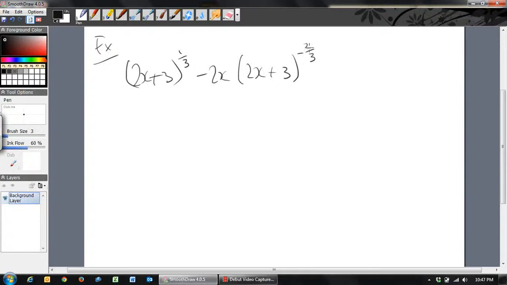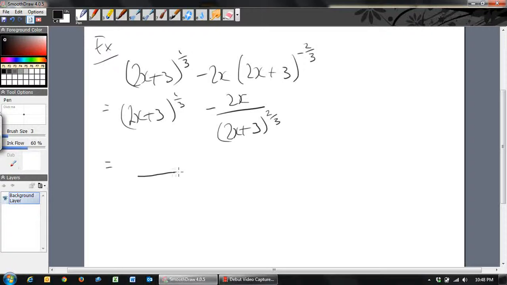Firstly, let's just rewrite these negative powers as fractions because it's a bit messy at the moment. Okay, so let's go 2x plus 3 to the third. Let's leave that. And let's write minus 2x, and on the bottom line we'll have 2x plus 3. And remember that negative power just puts it onto the bottom line, so it'll just be 2/3 on the bottom line, like that. Now let's put our fractions together.